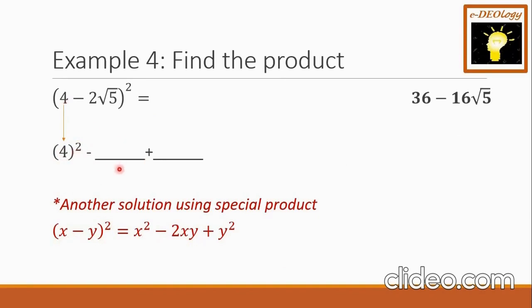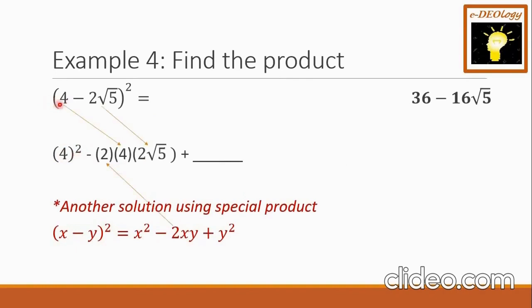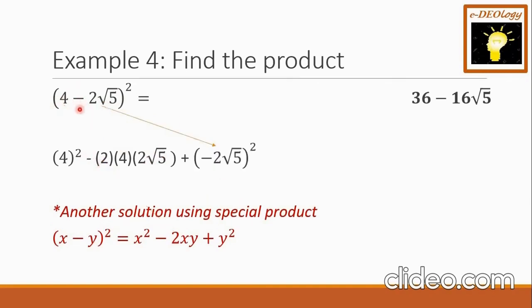Then for the second blank, I put these 2 terms here, the 4, and also this negative 2 square root of 5. So you see here the 2 square root of 5, the negative sign is already here. And then this number 2 here is a constant that we should always place. And the third blank is for this term negative 2 square root of 5, and we will put the power 2. So we were able to place all the necessary values.